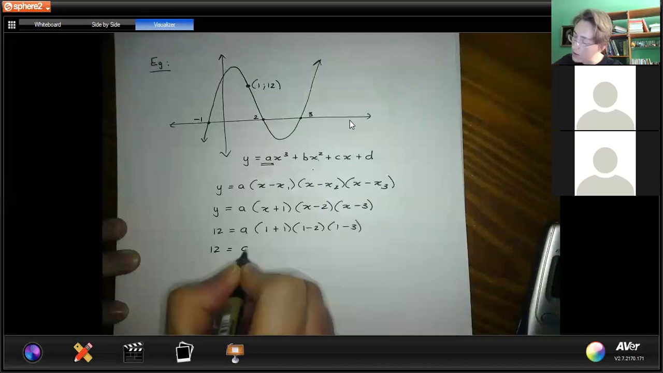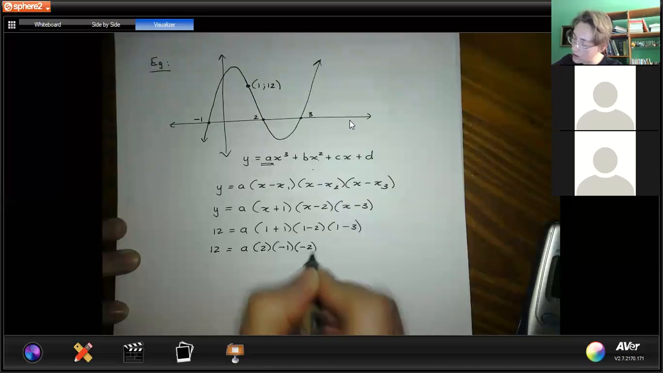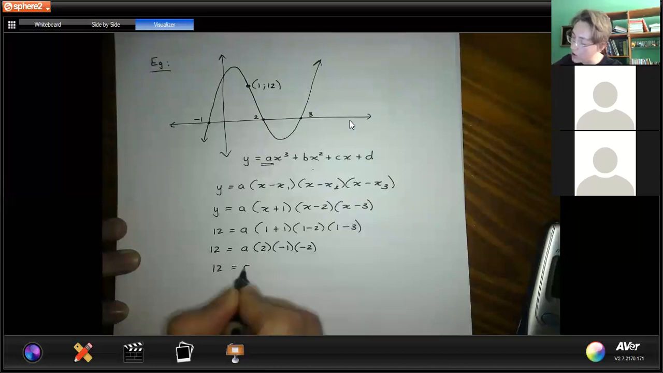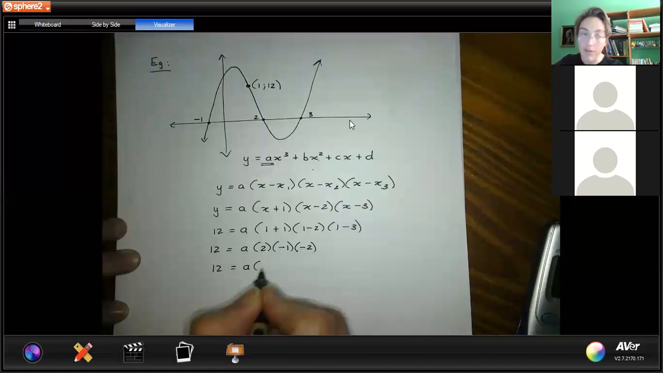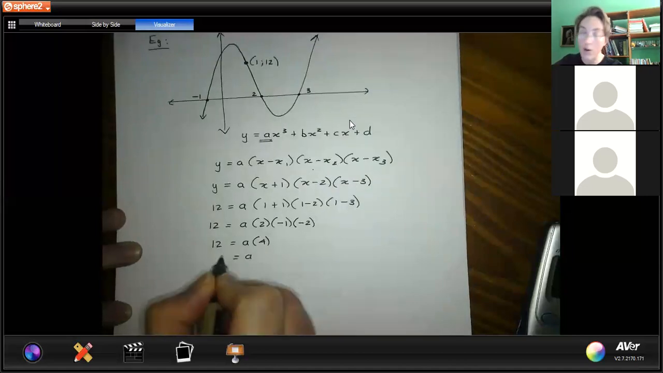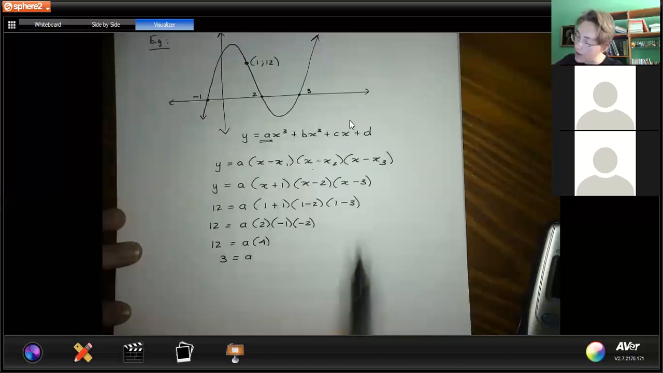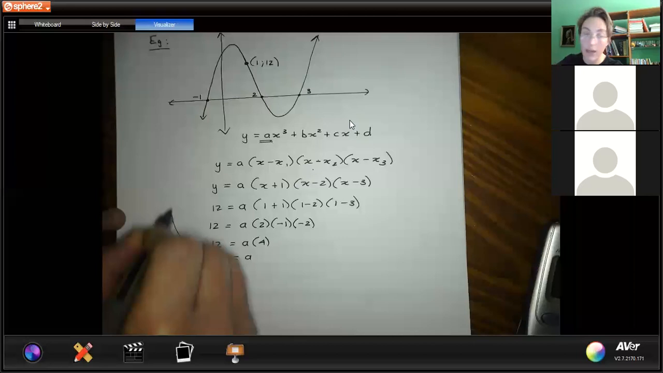So this is then going to be equal to 2 times -1 times -2. So this is then going to be 2 times -2 times -1, so that's going to be +4. And if I divide both sides by 4, then my a value is equal to 3. So now I've got my a value. So now, in order to get all of that, I need to sub this back into that one right there.